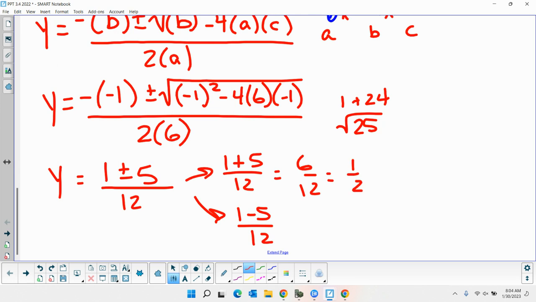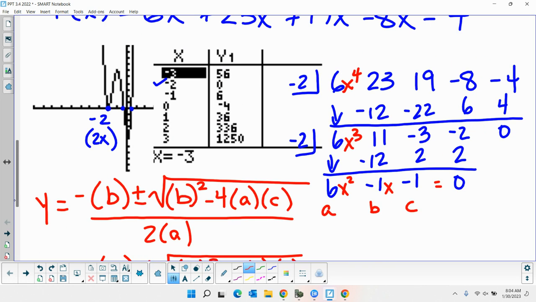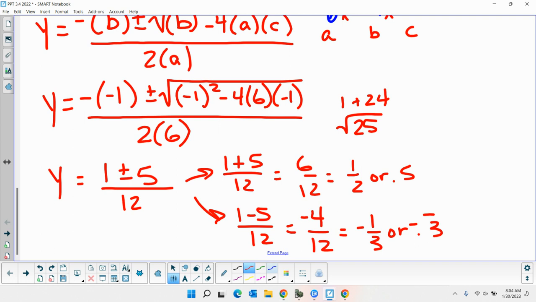Okay, 1 minus 5 is negative 4. What's that reduced to? Negative 1/3 or negative 0.3 repeating. So you could use 0.5 or negative 0.3 repeating. Okay? So those are those two other ones that are up here.